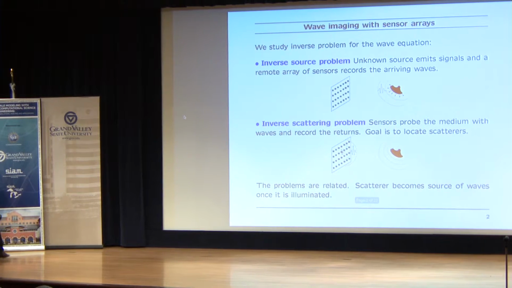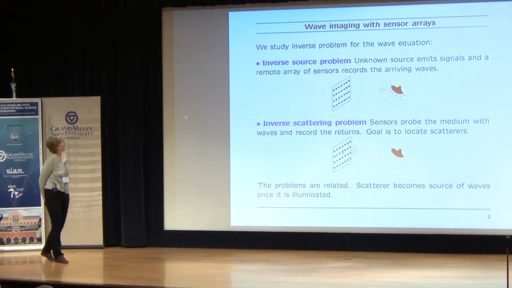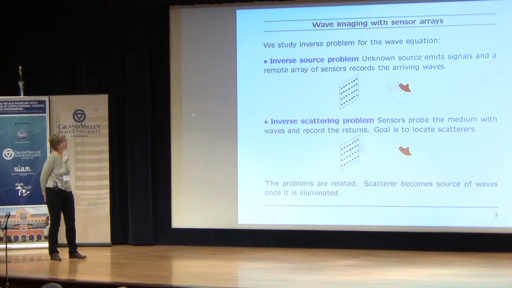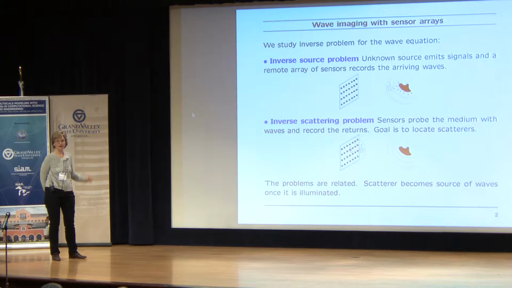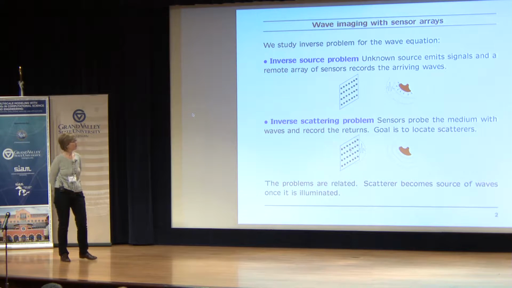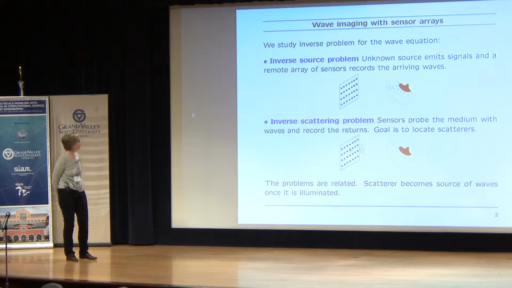So I will talk about wave imaging with sensor arrays. So this is basically an inverse problem for the wave equation. And the goal in these problems is to locate remote sources of waves or remote scatterers from waves measured at sensor arrays. So here I give two cartoons.